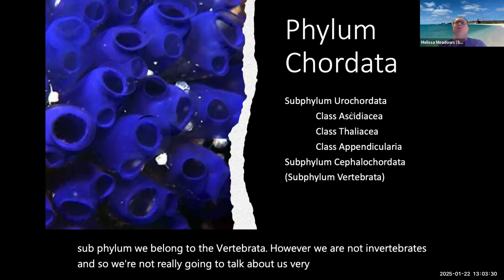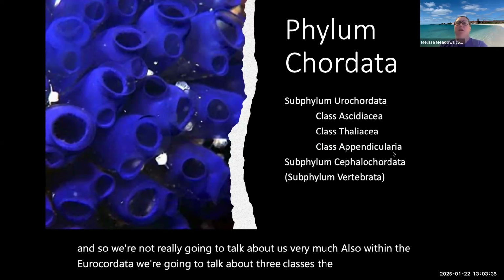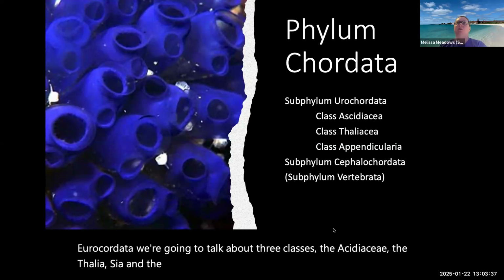Also within the Urochordata, we're going to talk about three classes: the Ascidiacea, the Thaliacea, and the Appendicularia. So we'll talk about what each one of those is.